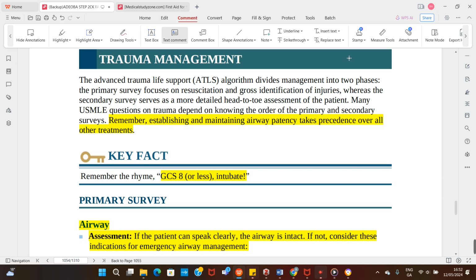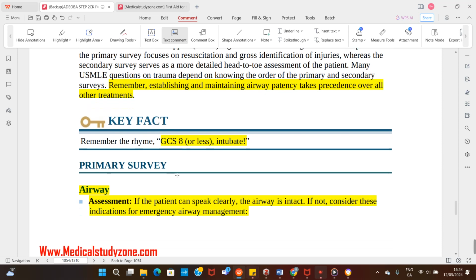We should not forget the ABCDE approach: the airway, the breathing, the circulation, the disability, and the exposure that we do for the primary survey, and the fact that the airway component is the most important. We have to ensure that it has been taken care of first before we move to the other ones. We should not forget the fact that anybody with a GCS score of 8 or less needs to be intubated. It is very, very important.